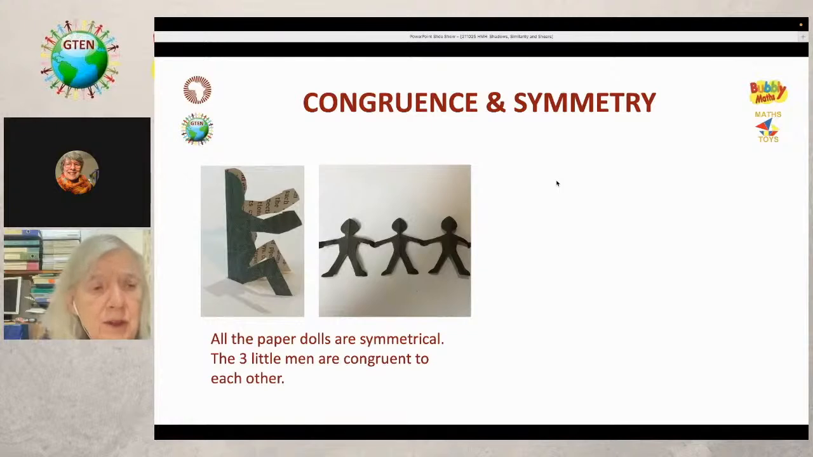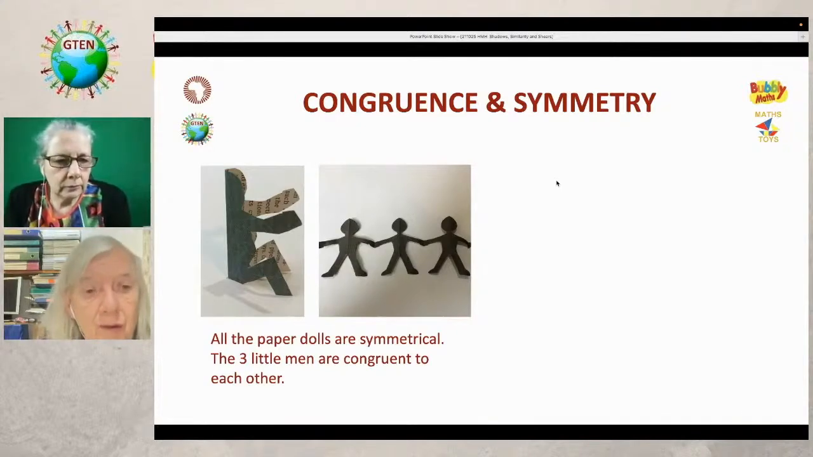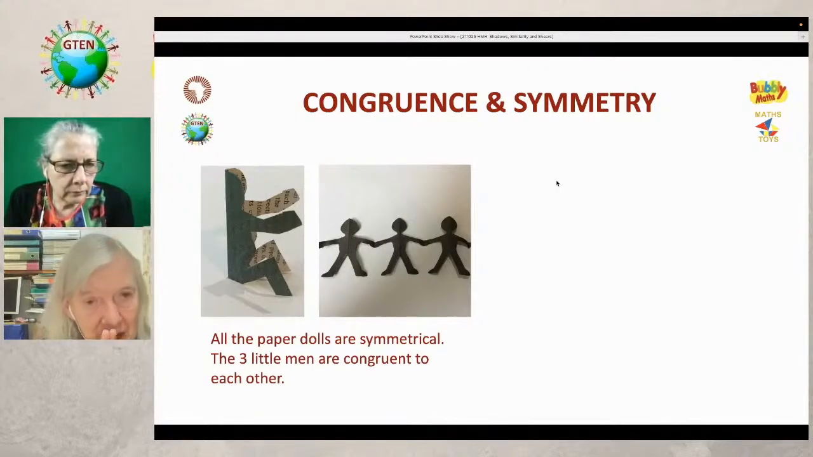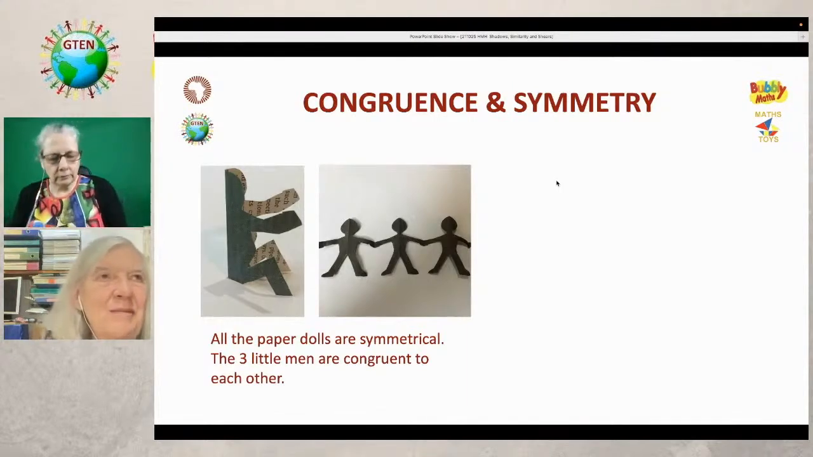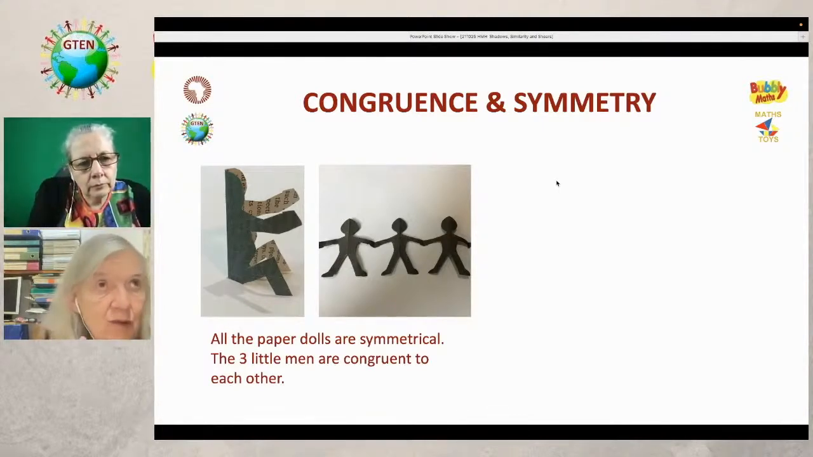Now he is absolutely symmetrical, like the little dolls on the right. The little men as well are congruent. The three little men are congruent to each other. So I've concertinaed the paper there before I cut out those little men and then opened them out. I did it very carefully so they were holding hands. And it's a lovely thing to do if you haven't done it before, to make different paper dolls all holding hands in a long line. And because you cut them that way, so I did 3 at the same time there, they are what we call congruent.